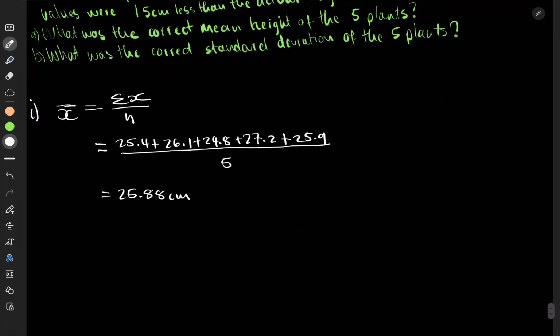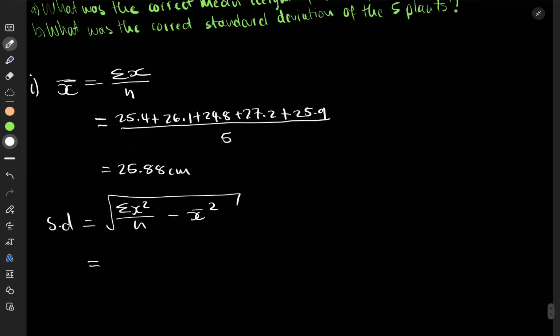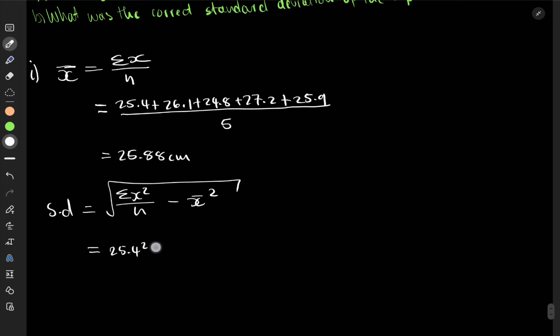Oh, they want standard deviation as well, so let's go ahead. Standard deviation is equal to the square root of the summation of x squared over n minus the mean squared. So this becomes the summation of x squared. We'll be squaring everything, right? So I'm going to say 25.4 squared, plus 26.1 squared, plus 24.8 squared. I want to get the summation of x squared.